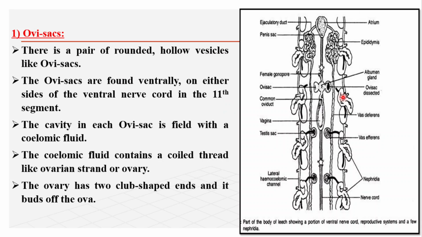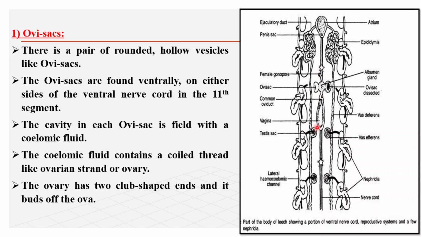See here, the pair of rounded structures, this one and this one on both sides. This is the pair of ovisacs. The ovisacs are found ventrally. These are situated on the ventral side of the cattle leech, on either side of the ventral nerve cord. See, this is the ventral nerve cord running from posterior to anterior, and on the ventral side, this pair of ovisacs is present in the 11th segment.